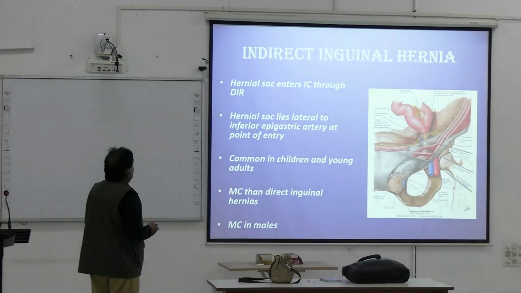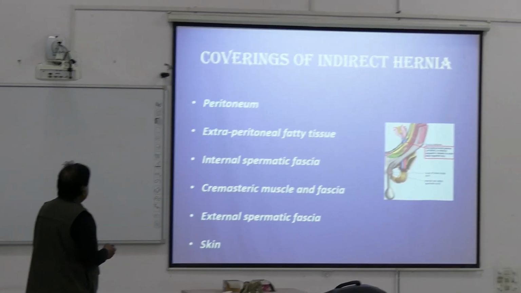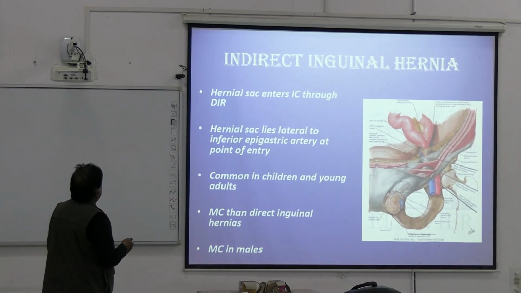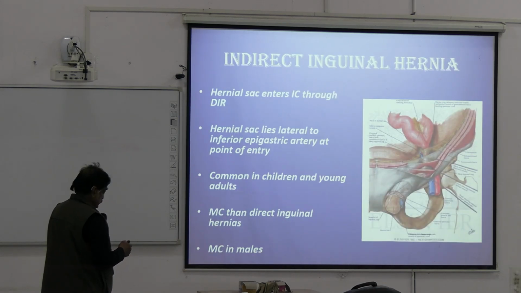Now the hernial sac enters the inguinal canal through the deep ring. The hernial sac lies lateral to the inferior epigastric artery. This point of entry is common in children and young adults. The direct inguinal hernia is medial, in males.